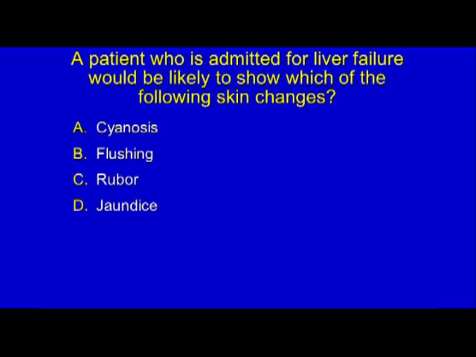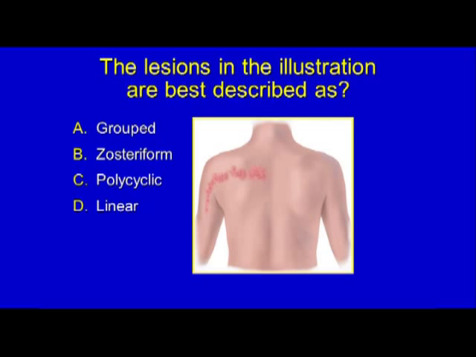A patient who is admitted for liver failure will be likely to show which of the following skin changes? You all know that. Jaundice. And the lesions in the illustration are best described as, you got it, zosteriform. So this is the conclusion of just skin, hair, and nails.